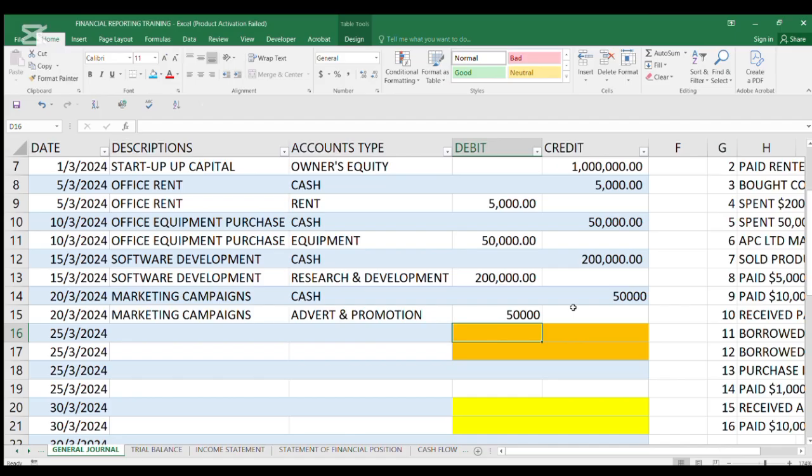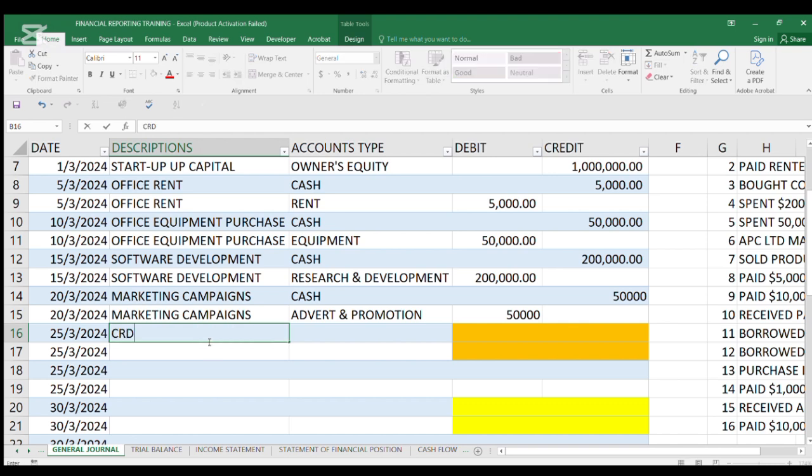Now, the next transaction says that APC Limited made a sale of product worth 200,000 US dollars on credit with a cash advance of 100,000. Now this is very simple. First of all, you need to recognize the total receivable, which is the 200,000 US dollars. Remember that this particular customer made a deposit of 100,000. This means there's still 100,000 remaining. So first of all, you post the grand total receivable.